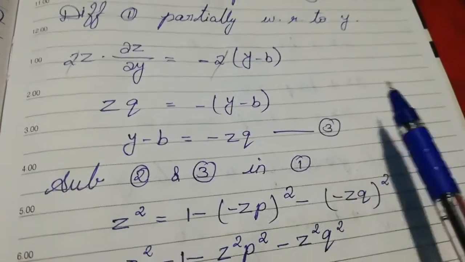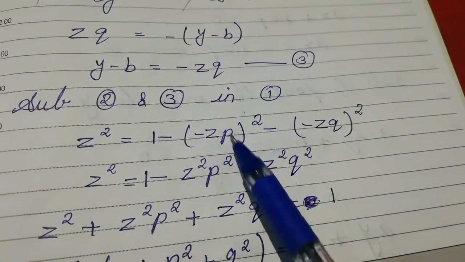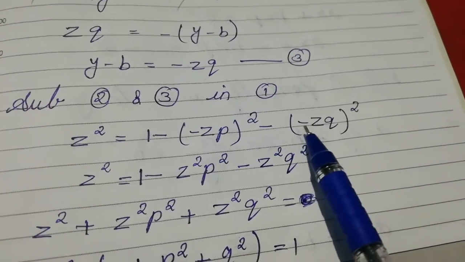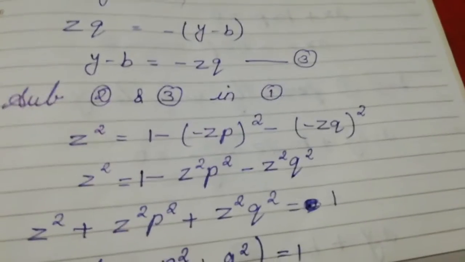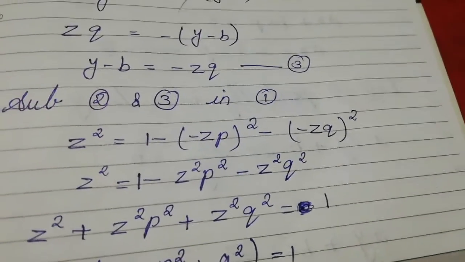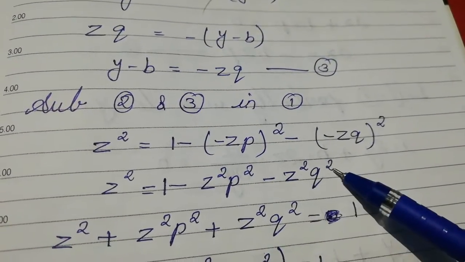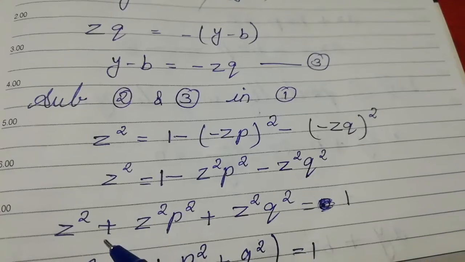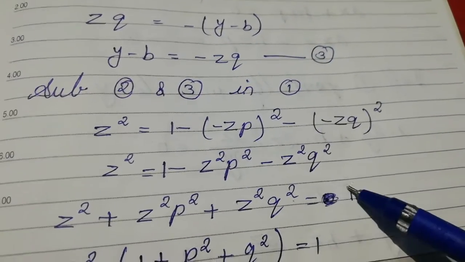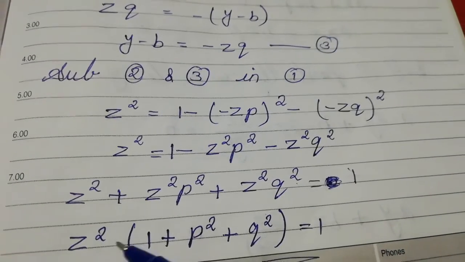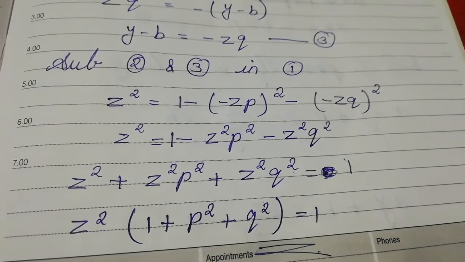And substitute 2 and 3 in equation 1. What do we get? z square is equal to 1 minus of (minus zp) the whole square minus of (minus zq) the whole square. That is 1 minus z square p square minus z square q square. So it's z square plus z square p square plus z square q square is equal to 1. We take out z square. So z square into (1 plus p square plus q square) is equal to 1.